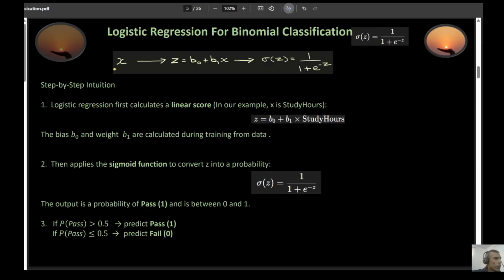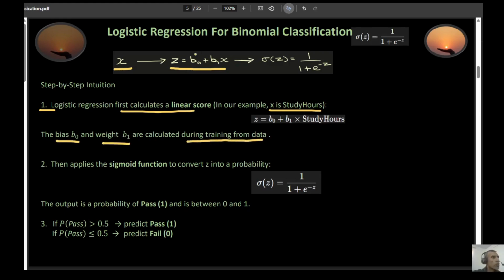You start with your input feature x. That's your step one. First, you calculate a linear score. In my case, by the way, x is study hours in our present case. So you calculate your linear score, and the formula for linear score is this: z equal to b0 plus b1 times x. My b0 and b1 are called bias and weight, and they are calculated during the training from your data. That's your step one.